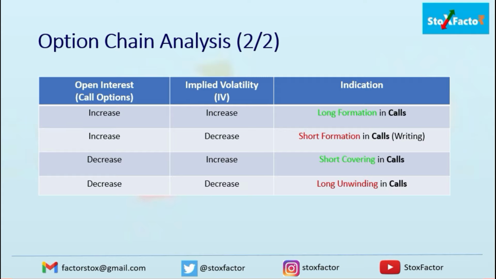Now coming to the call options. You can similarly grasp this table. You will see 4 cases: OI increase and IV increase, long formation in calls; OI increase and IV decrease, short formation in calls, that is, call writers are more dominant than buyers. Now the third case, if the open interest is decreasing at a particular strike price and the implied volatility at that strike price is increasing, you will see short covering. You can indicate that short covering is going on in calls and the stock price can move higher. And the last case is if open interest is decreasing at a particular strike price and IV is also decreasing, that means long unwinding is going on. So friends, these are the 8 use cases regarding put options and call options.